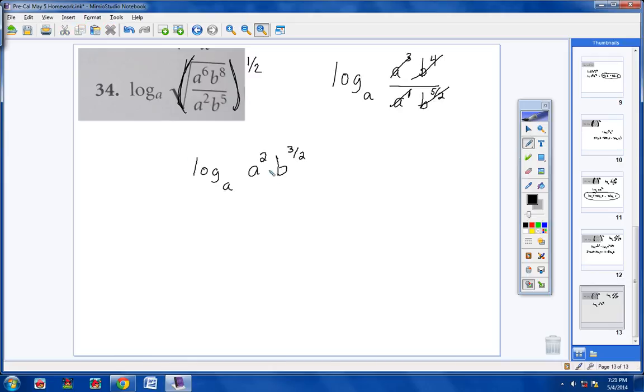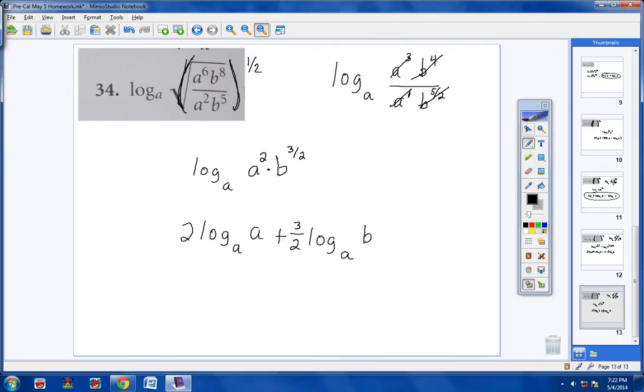Now I have an argument in which the a is multiplying the b, so I'm going to write log base a of a squared. But instead of putting that squared right there, I'm just going to go ahead and put it out front here, and then put a plus sign because the a and the b are multiplying. Logarithm base a of b to the 3/2. Now instead of putting that 3/2 right there, I'm going to go ahead and move that out front.